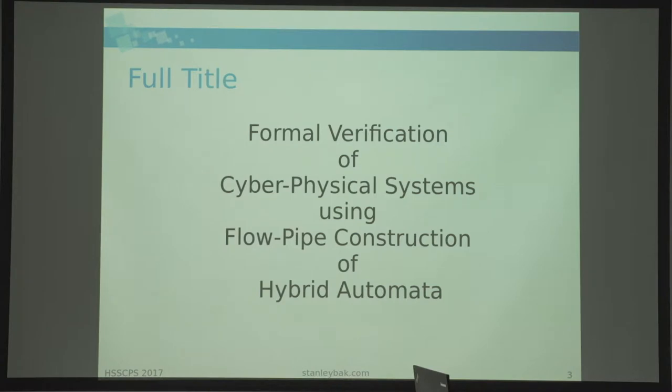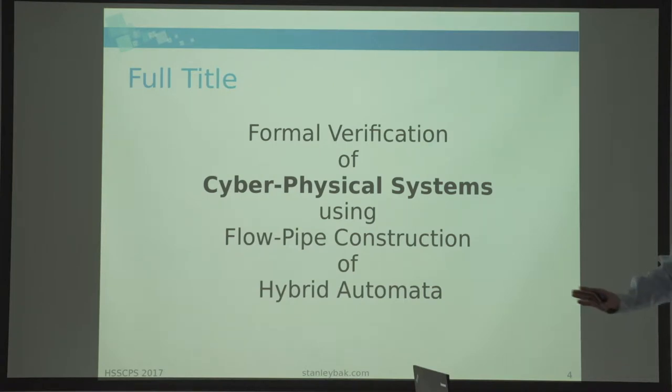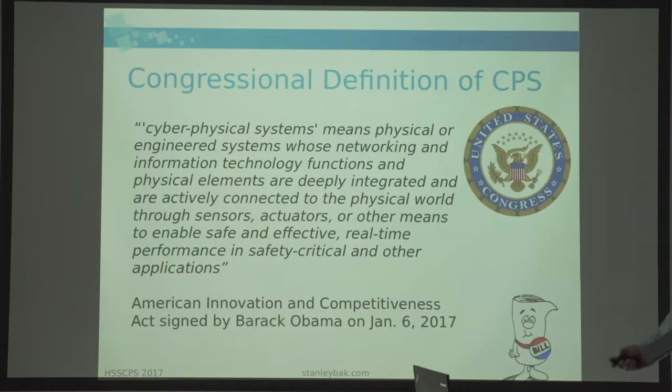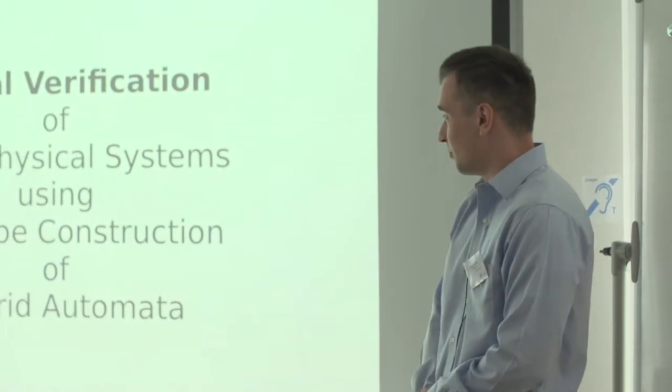So the full title of the talk is Formal Verification of Cyber-Physical Systems Using Flowpipe Construction of Hybrid Automata. I'm the eighth speaker here, and you've seen every speaker seems to have a similar but slightly different definition. My favorite variant of this is actually the US Congress passed definition of cyber-physical systems. It was signed by the president as well, this year, in 2017. It's not much different than the other definitions you've seen, though. You have IT components, you have physical elements, you have sensors, actuators, timing matters, performance matters. So I won't belabor the point.